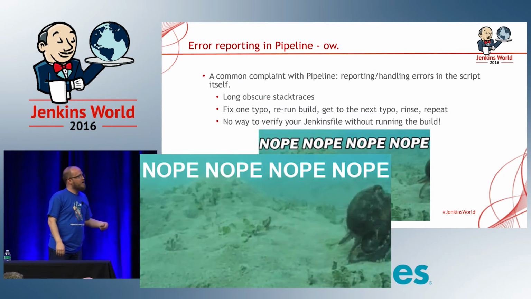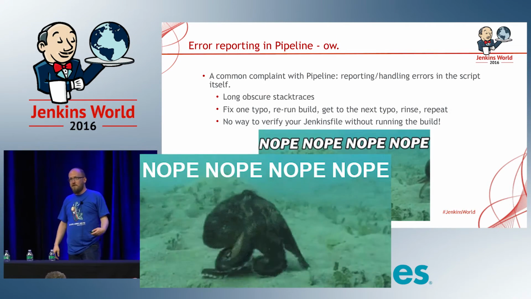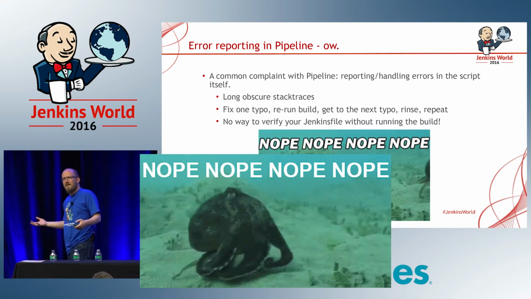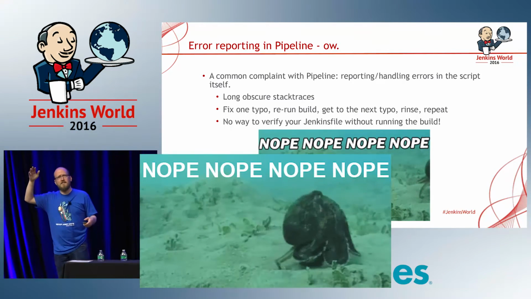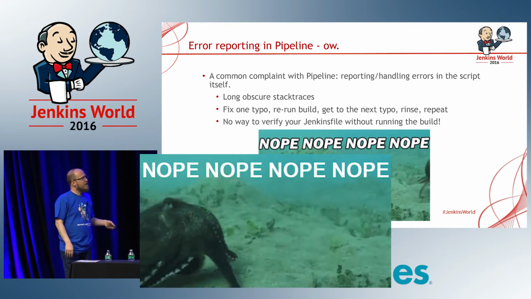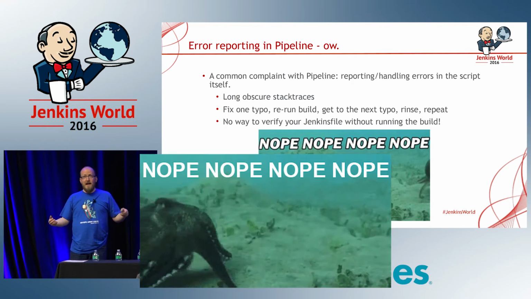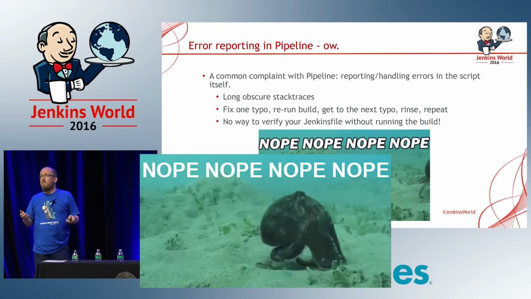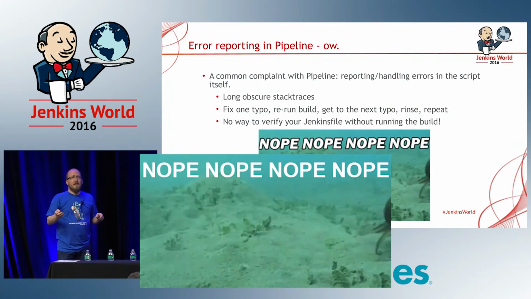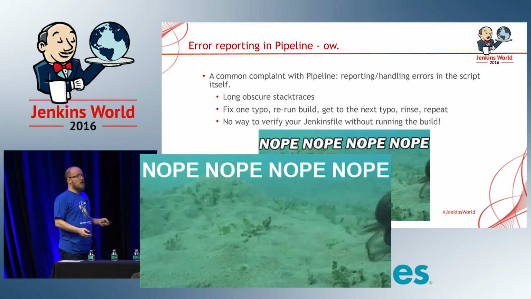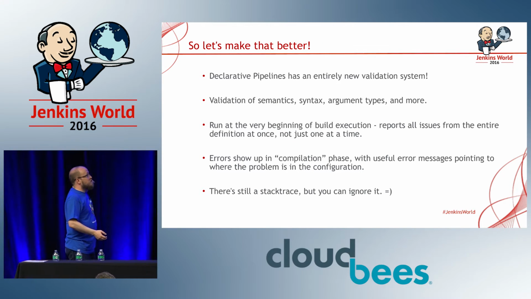So that's a very legitimate common complaint. You have to iterate. You have these really confusing stack traces when your build just failed and you don't really know what happened, and you have to figure out where in the stack trace the pertinent stuff is. And there's no way to verify that your Jenkinsfile is valid and won't throw strange compilation errors or typos, etc., without actually running the build. So, no, we'll do that. So, we're making it better.